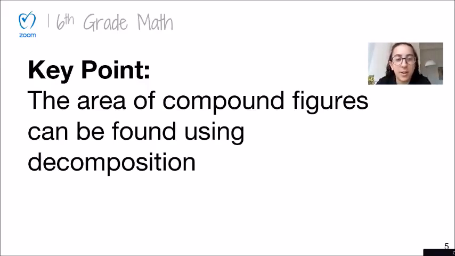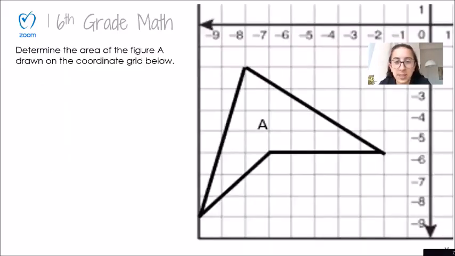Now that we are clear on our key point and we've learned how to decompose into rectangles, we're now going to do one more problem together that is a little bit tricky. You see the shape on the screen and the question that says, determine the area of the figure A drawn on the coordinate grid below. I first realized that this is not a shape that I have an area formula for. So I know I must use my key point to decompose this figure.